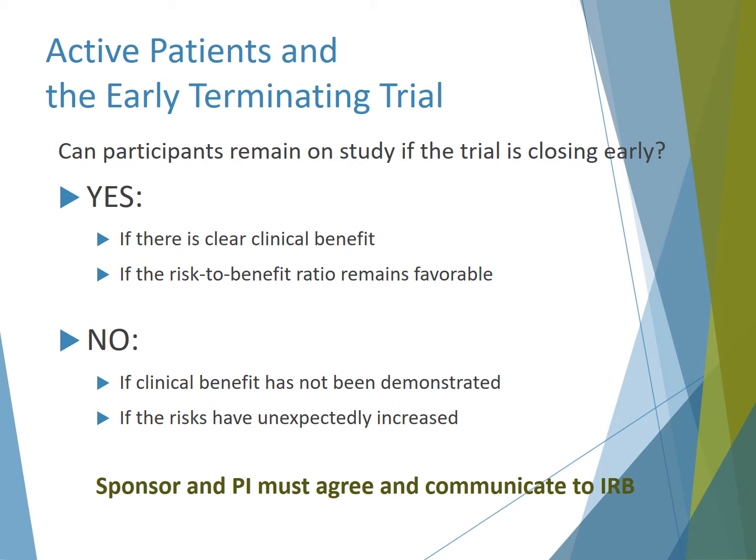However, in an early terminating trial, the trial that's ending prematurely, participants may no longer stay on study if there's no clinical benefit to them, and if the risks have unexpectedly increased. Either of those things happen, then no, those participants will not be allowed to remain on the study. And the sponsor and the PI will talk together about whether participants can stay on or not. And then once a decision is made, this information is communicated to the IRB. These kinds of scenarios will oftentimes happen in clinical trials that have endpoints that are terminal illnesses.